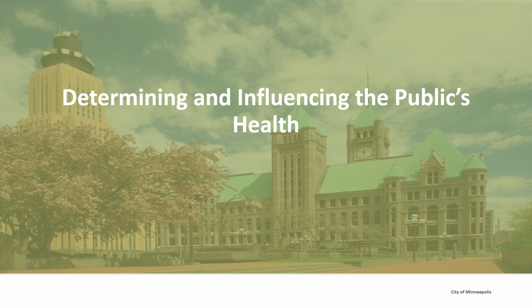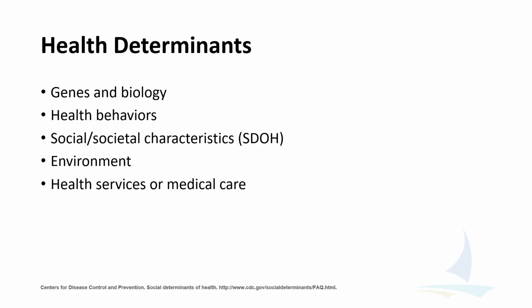What determines the health of a population? According to the CDC, these include genes and biology, such as sex, age, and genetic makeup. Health behaviors like smoking, eating habits, and physical activity. Social characteristics, also known as social determinants of health, such as income level and education level. Physical environment, where a person lives, works, and plays. And lastly, access to health services such as quality healthcare and insurance coverage.